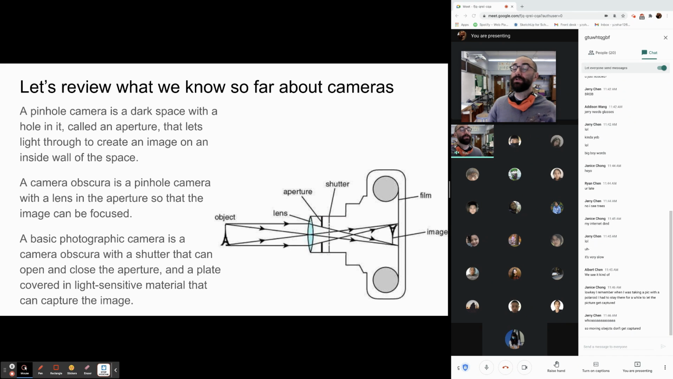So let's review what we know so far about cameras. We know that a pinhole camera is a dark space with a hole in it called an aperture that lets light through to create an image on the inside wall of a space. It's a light trap, basically, right? A camera obscura is a pinhole camera with a lens in the aperture so that the image can be focused, right?